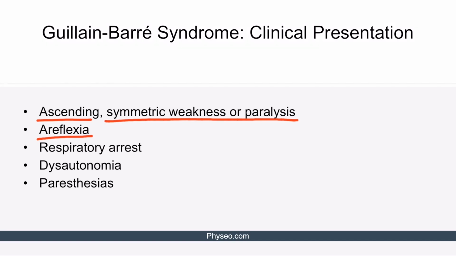If the disorder ascends to the level of the diaphragm, patients may experience respiratory arrest, which would necessitate ventilatory support in the ICU. So keep that in mind. Just be thinking in the back of your mind, if you see this Guillain-Barré patient, be worried about their lungs and respiratory arrest. Additionally, patients may sometimes experience dysautonomia, or dysregulation of the autonomic nervous system. This can lead to a wide range of symptoms, such as constipation, large swings in heart rate or blood pressure, and other bodily dysfunctions that are normally under the control of the autonomic nervous system. Lastly, patients with Guillain-Barré disorder may also report paresthesias, or abnormal sensations.